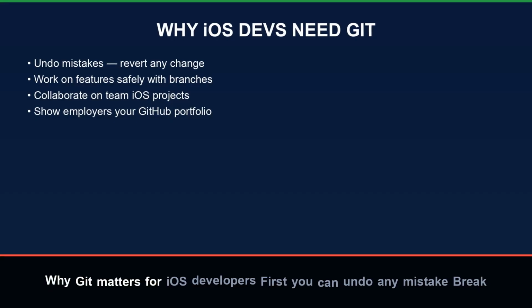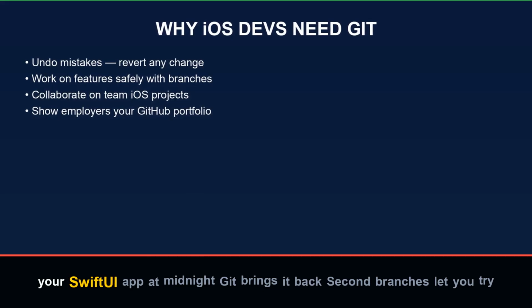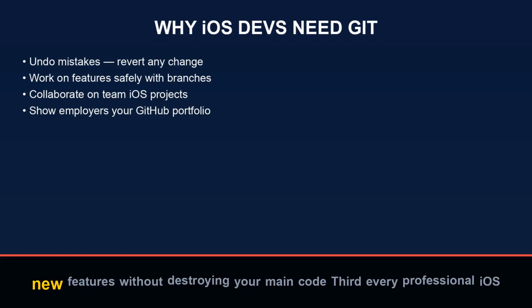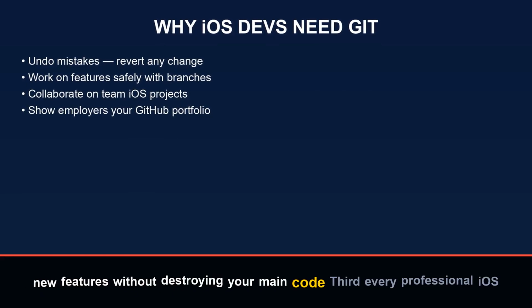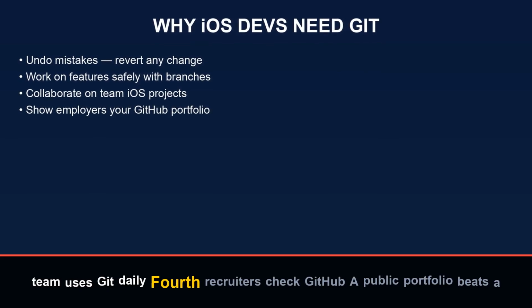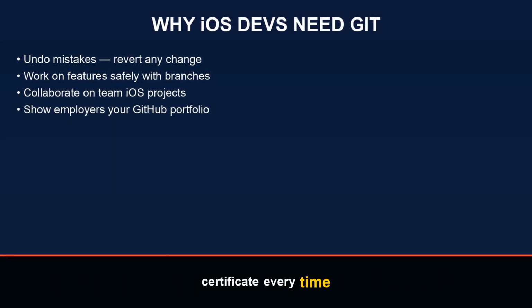Why Git matters for iOS developers. First, you can undo any mistake. Break your SwiftUI app at midnight, Git brings it back. Second, branches let you try new features without destroying your main code. Third, every professional iOS team uses Git daily. Fourth, recruiters check GitHub. A public portfolio beats a certificate every time.